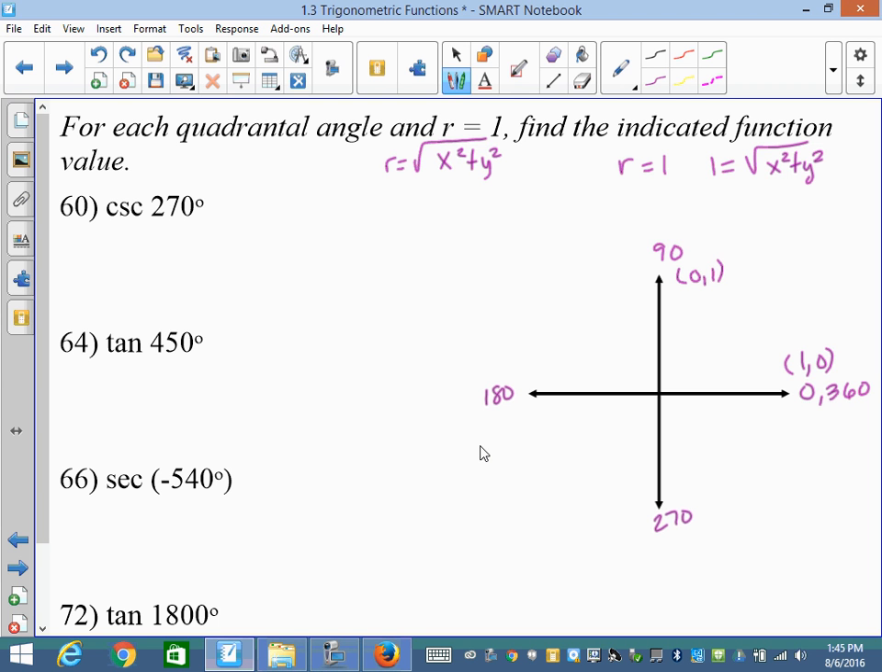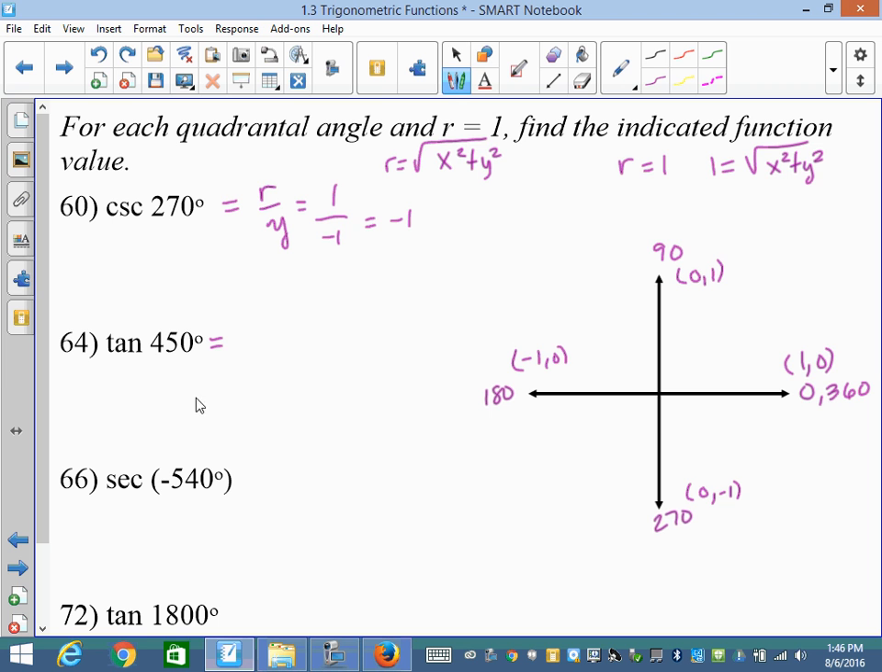Now, for those of you guys going, how do you know? Because they're telling you how big the radius is. If I was to draw a circle on this thing, the radius would be 1. This is -1, 0. And this guy out here is 0, -1. Now, cosecant is r over y. So our r value down here is 1, as always, and our y value is -1. -1 is our answer.